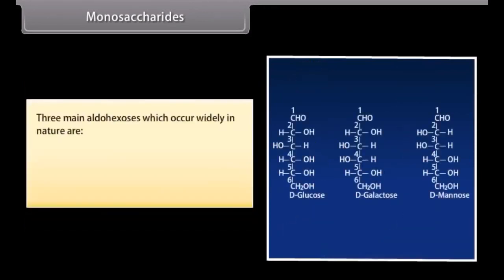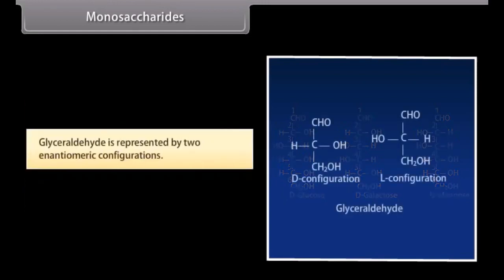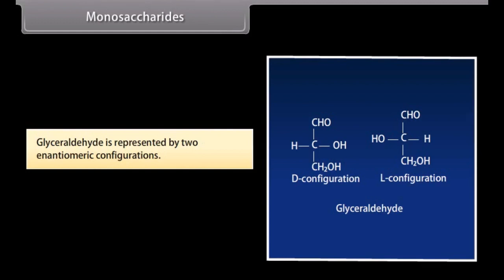Three main aldohexoses, which occur widely in nature, are D-glucose, D-galactose, and D-mannose. The letter D before the name of monosaccharides represents the configuration as derived from glyceraldehyde. Glyceraldehyde is represented by two enantiomeric configurations.